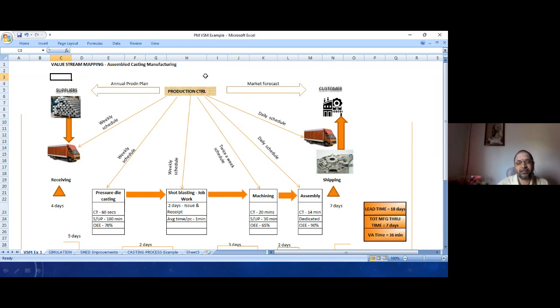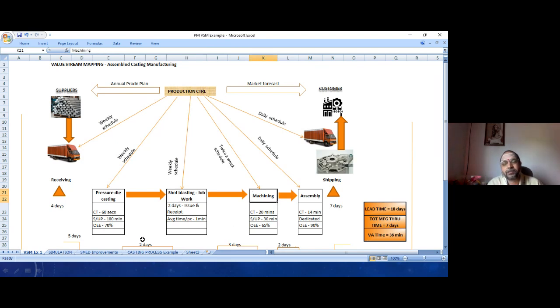So in this case, I have taken an assembled casting. So what are the processes involved? If you look, you have the die casting process, which is in-house to this company. Then this goes out for shot blasting, which is surface finishing, right? It goes out to a subcontractor, then it comes back and then goes for further value addition within the company.